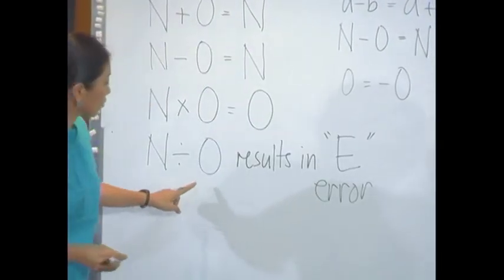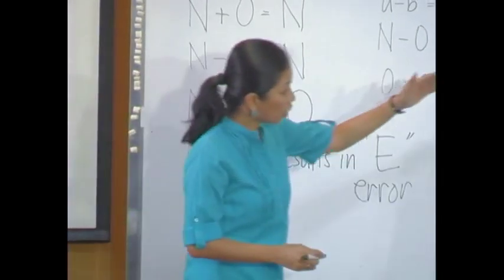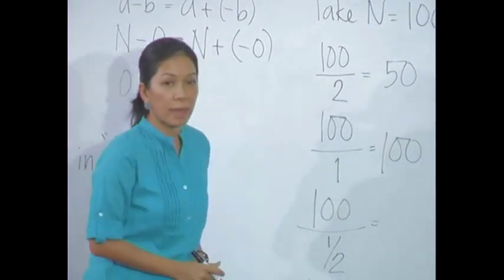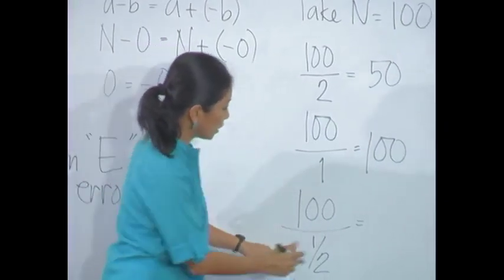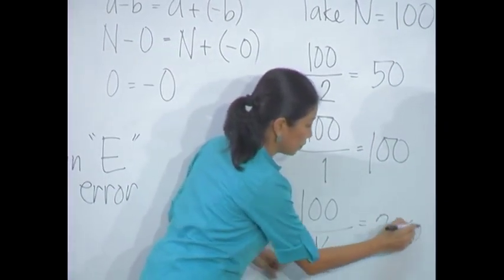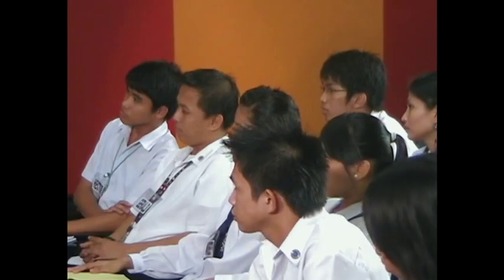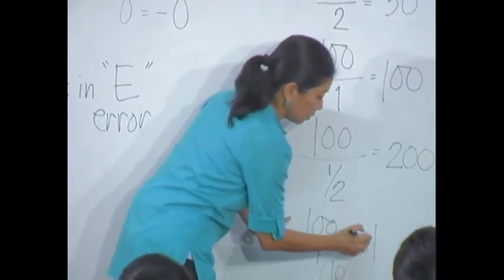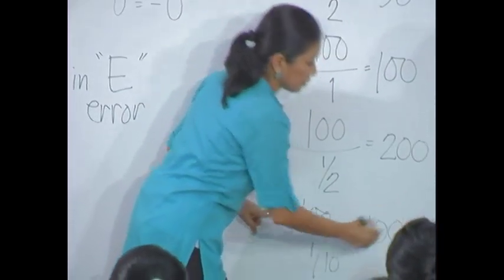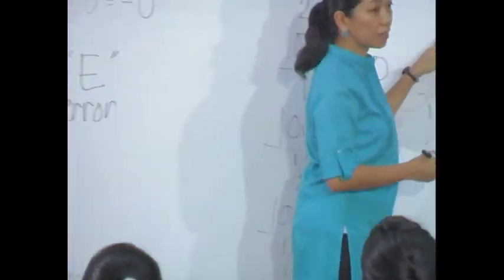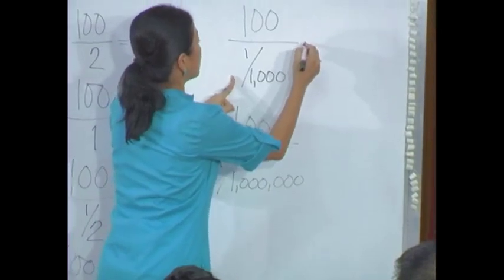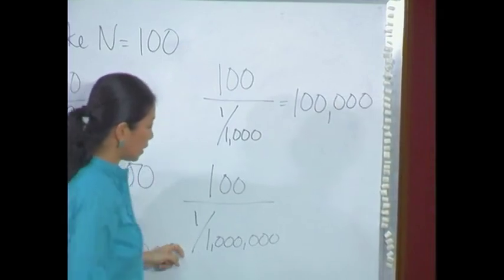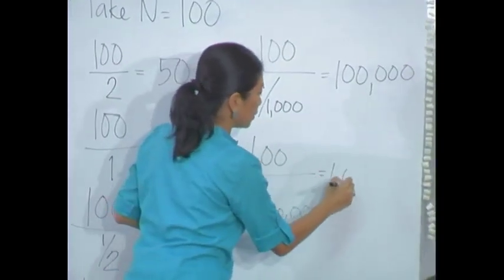So look at my divisors. My divisors are approaching 0. Smaller and smaller and smaller. And look at what happens upon division. 100 divided by 1/2. Okay. So this is halved. This remains. This is doubled. This increases 10 times. This increases 1,000 times. And this increases 1,000,000 times.